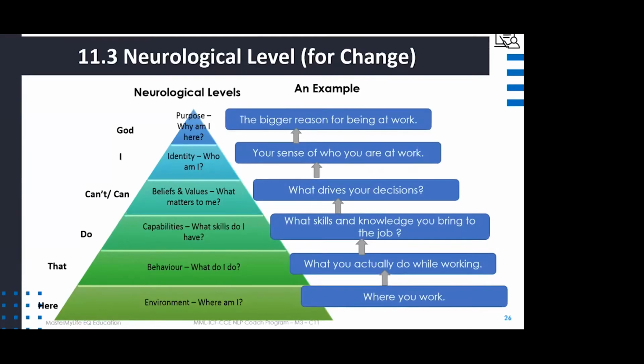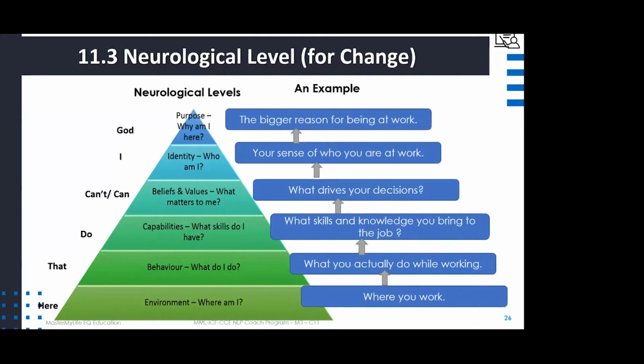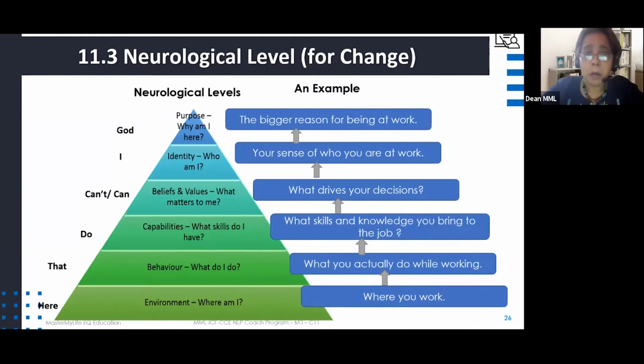Robert, this neurological level of change. Okay, this is another model, a pyramid available for conversations. Now you remember we did chunking up, chunking down, right? And so this possibility, this in a sense is a way of chunking up, chunking down.